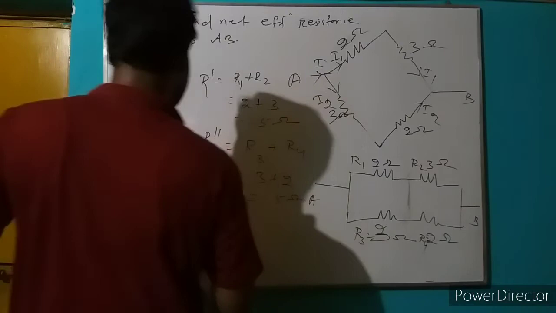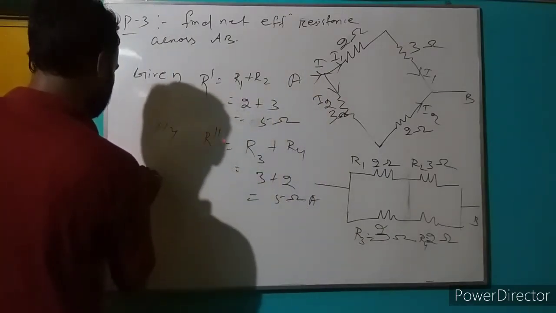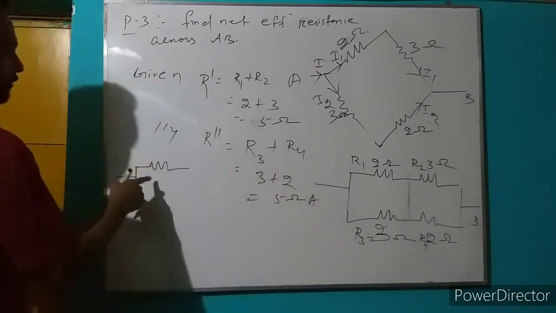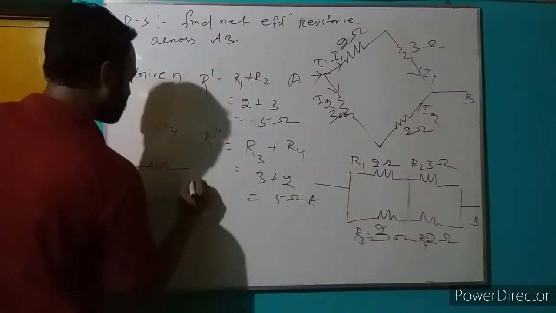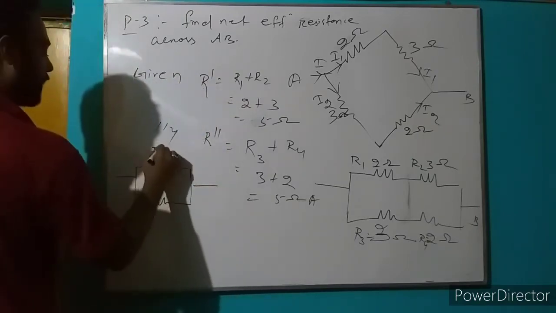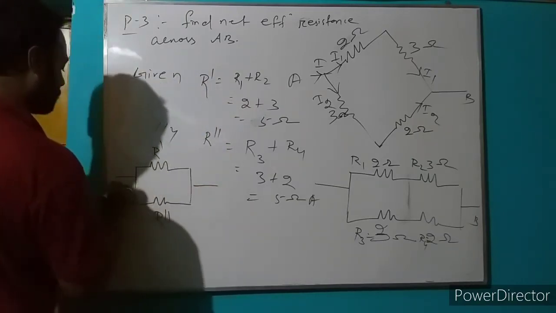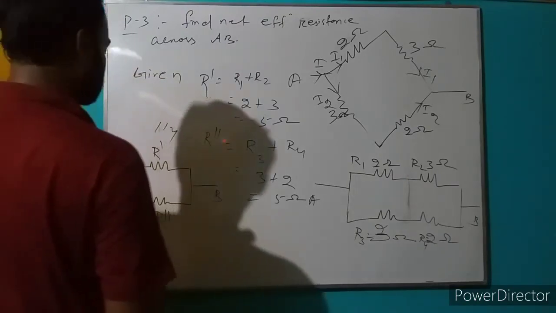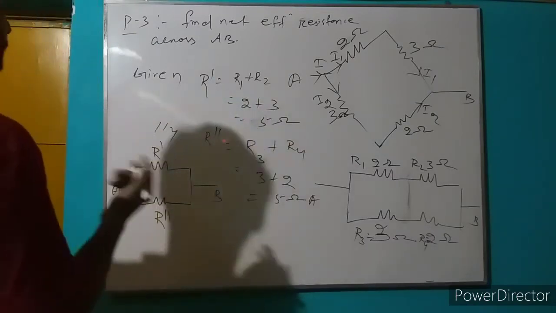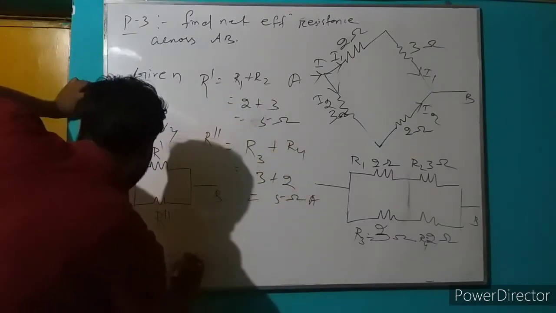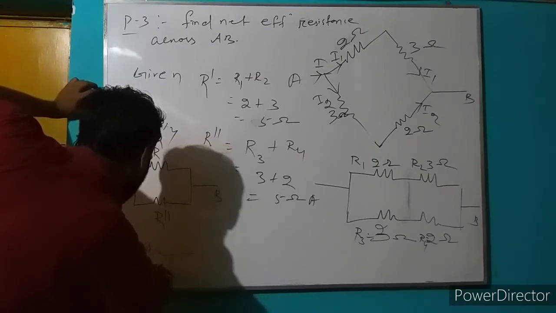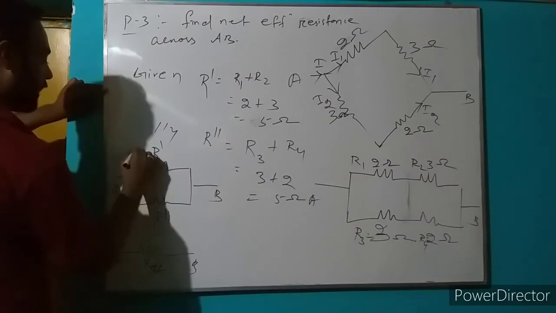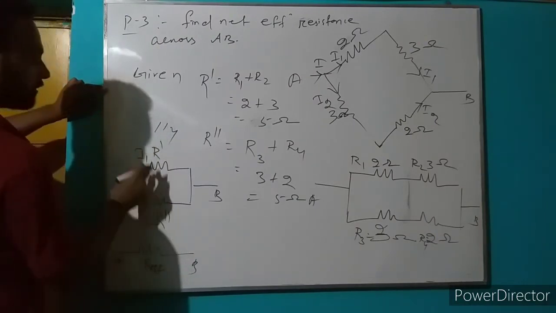Now they are connected in what? Parallel connection. This is the parallel connection, that is the effective resistance across R1 R2, and that is also the effective resistance across R3 R4. So that is R prime and that is R double prime. Therefore they are connected in parallel. So the net effective resistance, R effective across AB, equal to what? They are connected in parallel, that is I1 and that is I2.